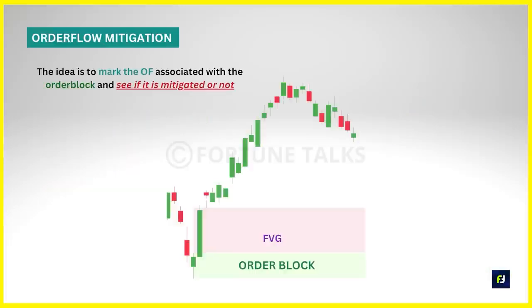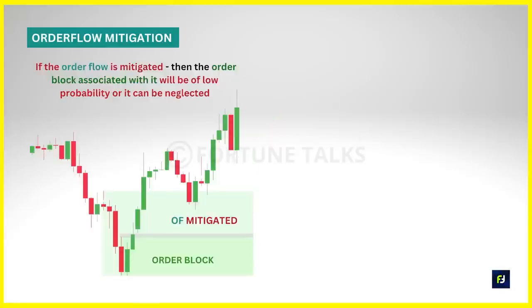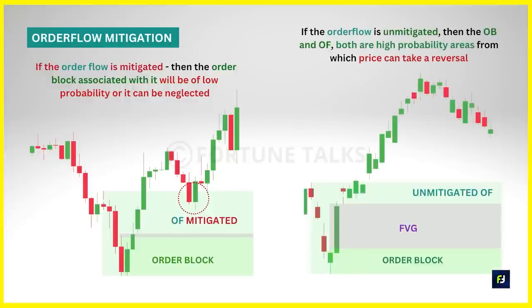This rule asks a trader to mark the order flow associated with an order block and then check if the order flow is mitigated or not. In case the order flow is mitigated, then the order block associated with it will be of low probability, or it can also be neglected. And if the order flow is unmitigated, then the order block and order flow are both high probability areas from which price can take a reversal. This filtration method using order flows will reduce the number of order blocks marked between a swing low and a swing high to a maximum of 2 and a minimum of 1.